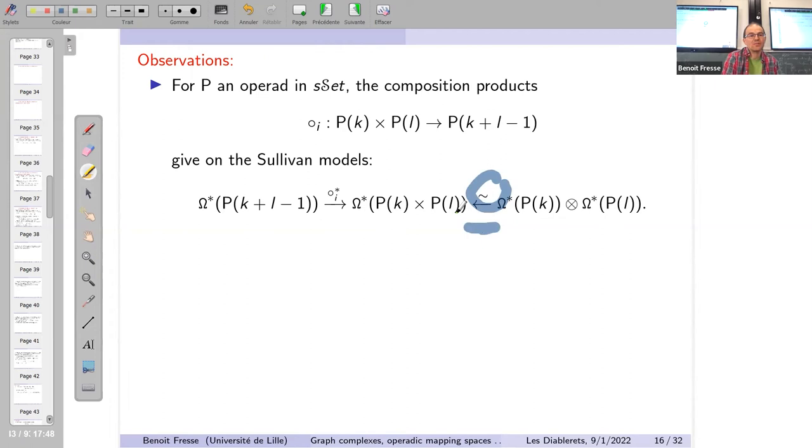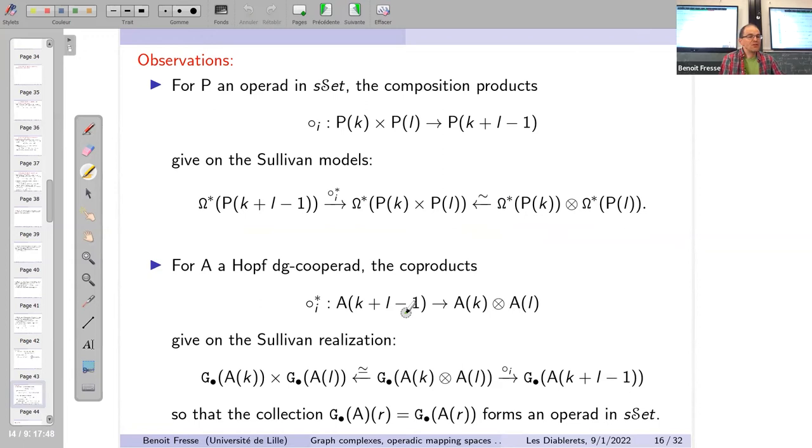If you look at the functor that goes the other way around, then there is actually no issue. Because if you start with an OPF DG coperad equipped with such coproduct operations, then if you take the spaces G dot A_k associated to the DG commutative algebras that underlie A, you have maps from G dot A_k tensor A_l towards G dot A_{k+l-1}. But now you have a natural map that goes in this direction, which in this case is an isomorphism. So there is no problem in inverting these maps. So by taking the collection of the simplicial sets, you get an operad in simplicial sets associated to A, and hence G dot induces a functor from OPF DG coperads to operads in simplicial sets.